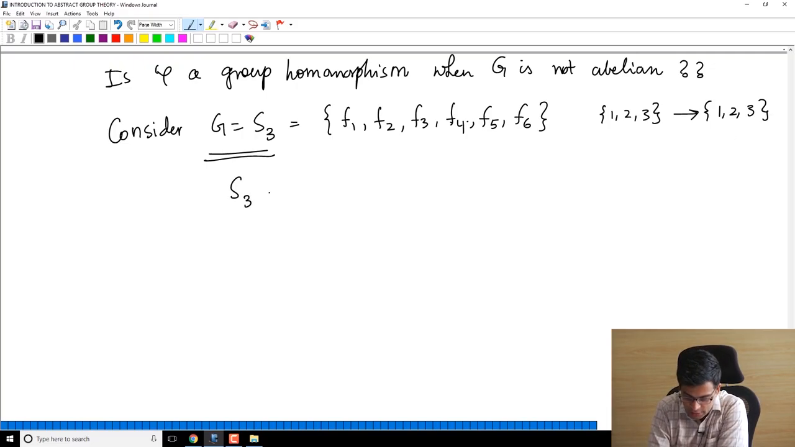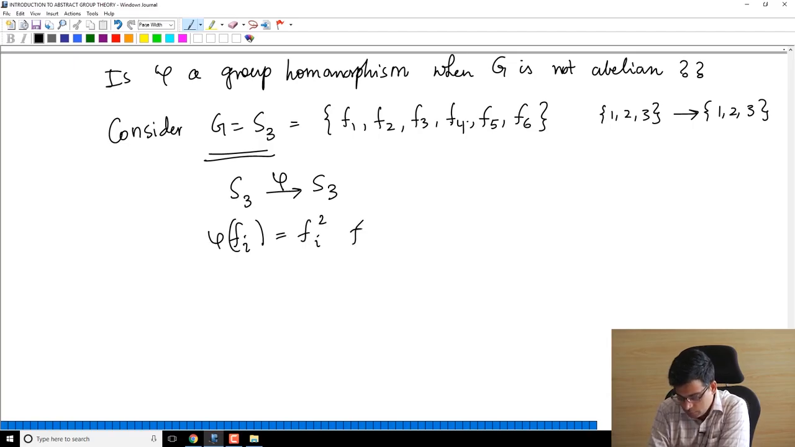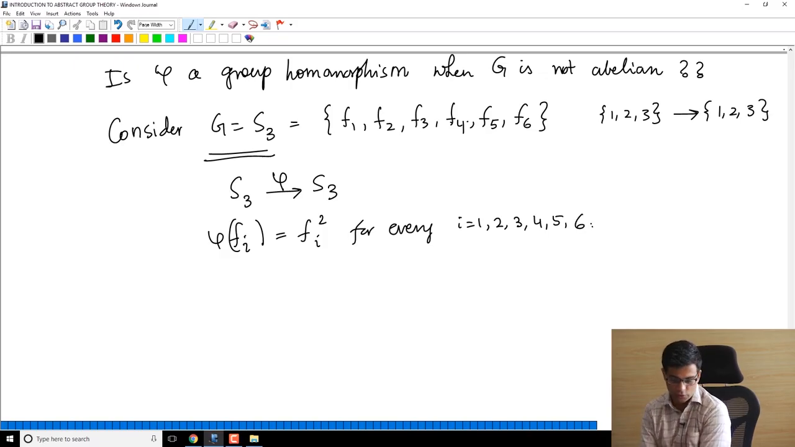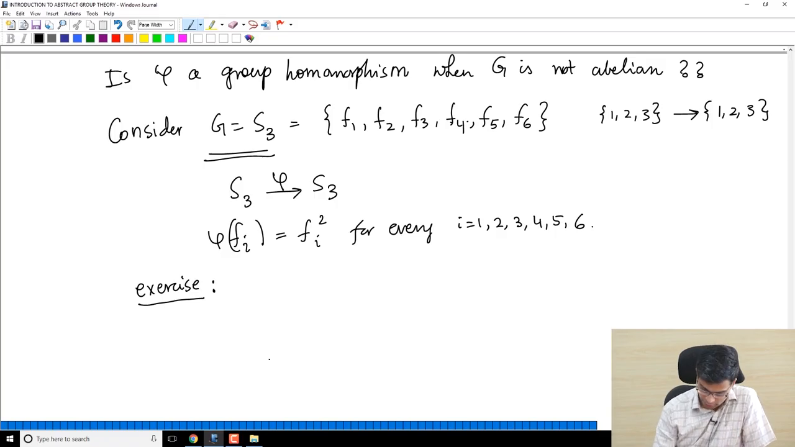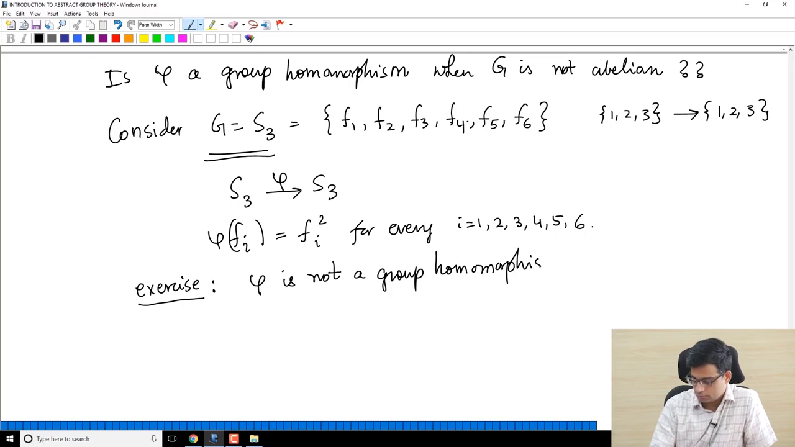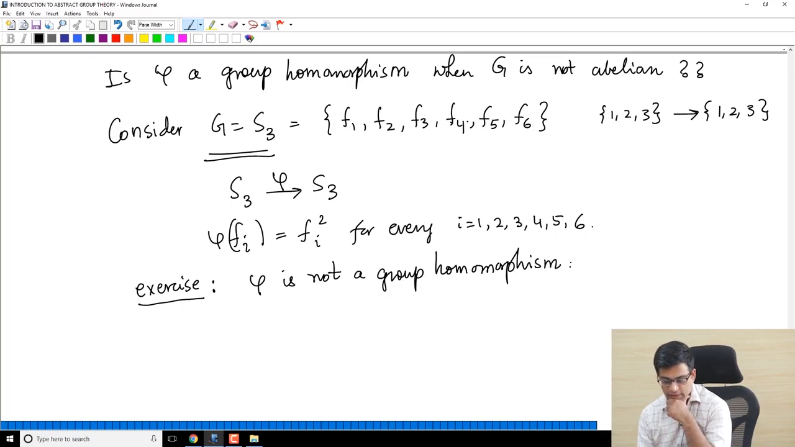So now consider the map from S3 to S3. Phi sends fi to fi squared for every i from 1 to 6. So f1 goes to f1 squared, f2 goes to f2 squared, and so on. Now I want you to check as an exercise here, and this is a straightforward exercise, it's a good way to again remind yourselves about the group operation of S3, that phi is not a group homomorphism.